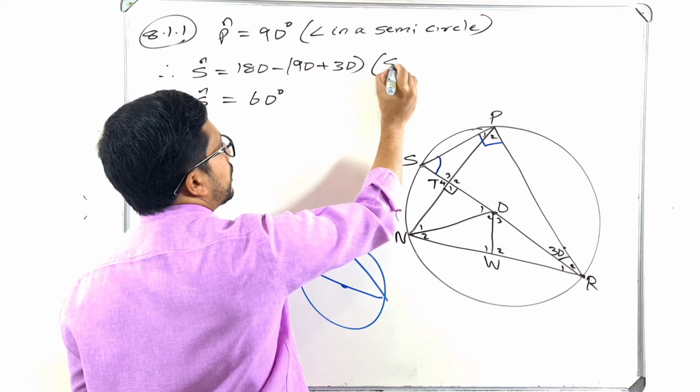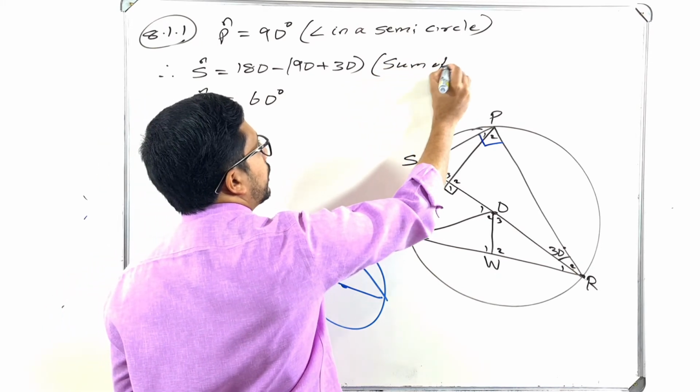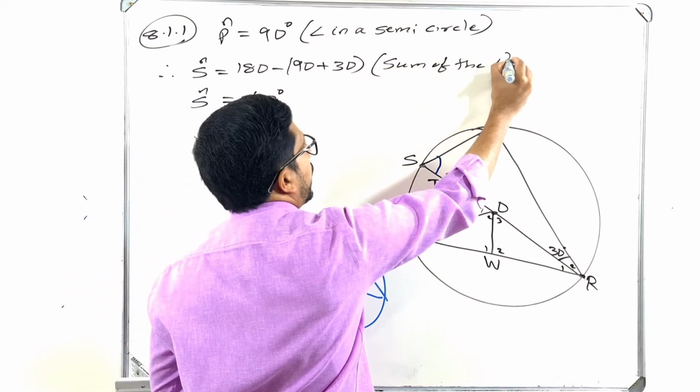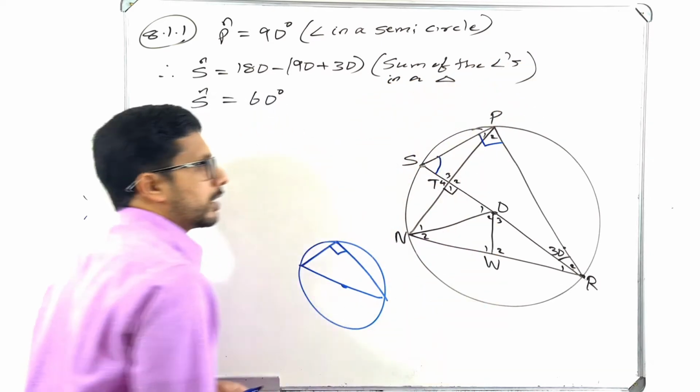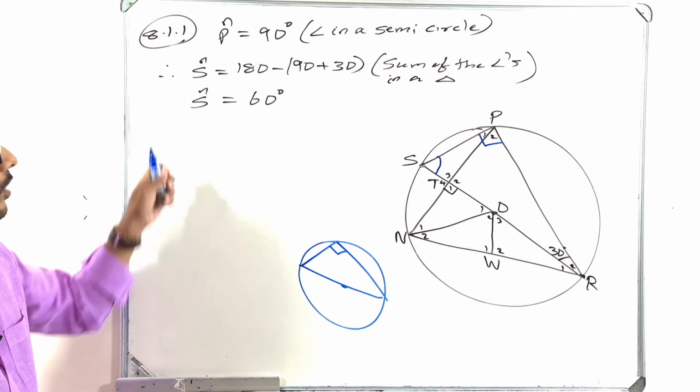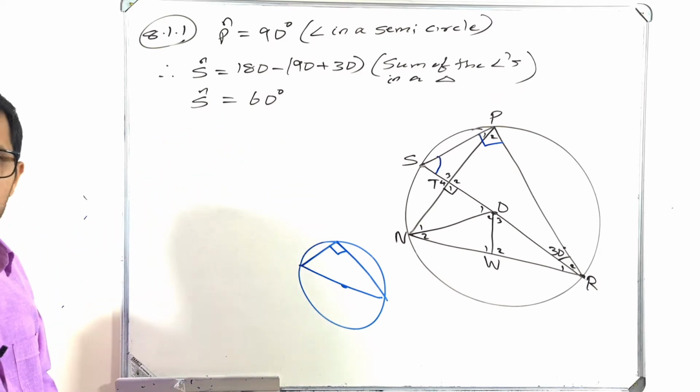What is the reason here? Sum of the angles in a triangle. You have to write that reason. Sum of the angles in a triangle. So what is the answer? Angle S is equal to 60 degrees.